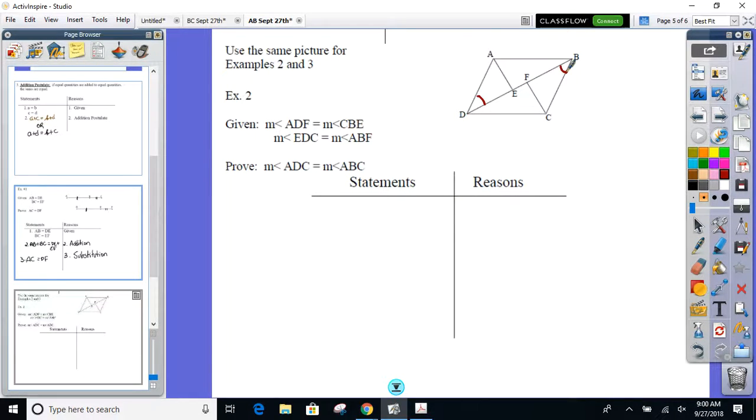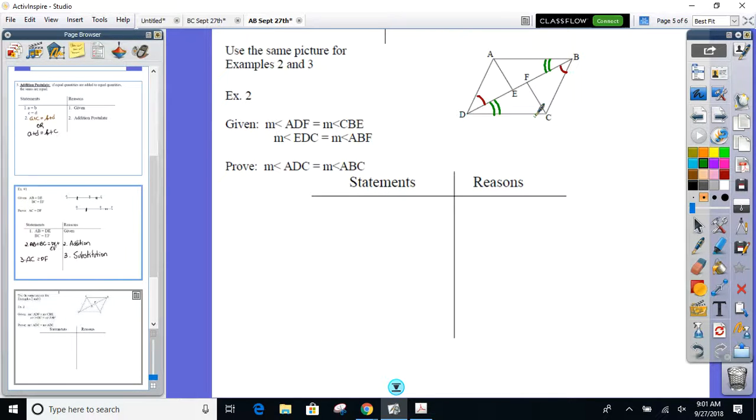Everyone follow it with your fingers if you need to. And then EDC, find EDC. EDC is the same measure as ABF. So hopefully we have those marked right now. And what am I asking you to prove? That ADC, this angle right here, is the same measure as ABC, this angle right here. Okay?